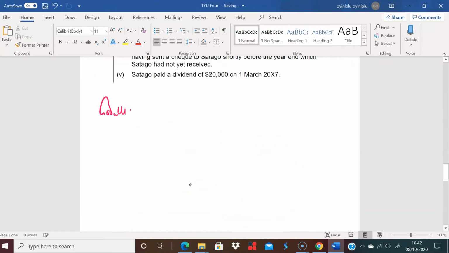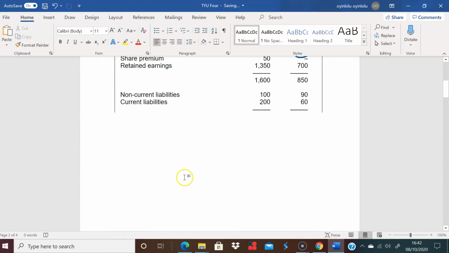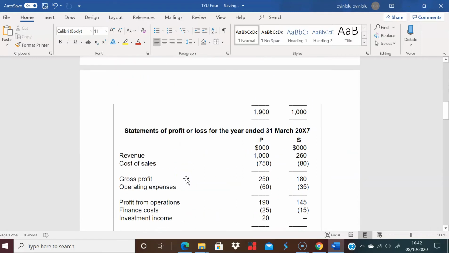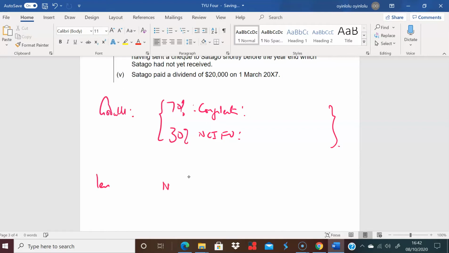So goodwill, of course, will be what I've paid. I own 70% of this business. So what's my consideration? Then of course there's the 30% belonging to the non-controlling interest at fair value. Those are the two. That's your total, and I need to find those. Less the fair value of net assets at acquisition.